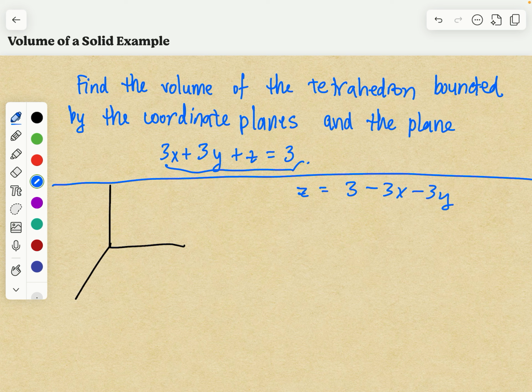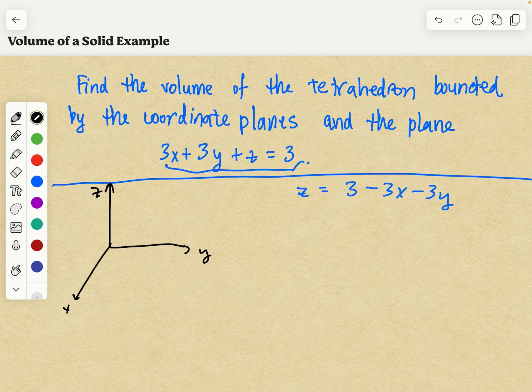So I need to see, since this tetrahedron is bounded by the coordinate planes, where this plane is intersecting the x, y, and z axes. So where does it intersect the different axes? Where does it intersect the x-axis? The x-axis is when y and z are 0, right? So when y and z are 0, you get x equals 1.